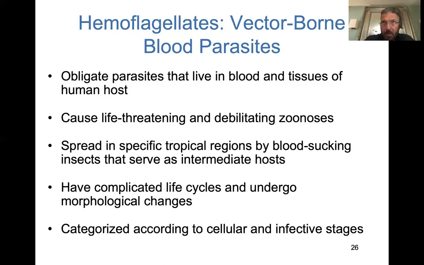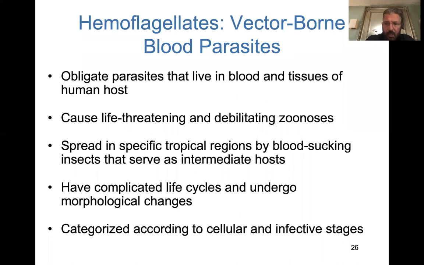And I think I mentioned yesterday, a lot of these vectors are not even going to be affected by the parasite or the rickettsia or whatever, all right? So these are obligate parasites that live in the blood and tissue of the human host. And please realize by obligate, we mean they can't live on their own. They have to go from host to host. And they're going to be transmitted from one vector to the other as a vector.